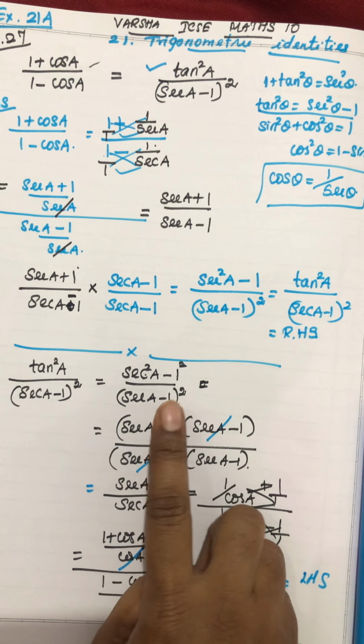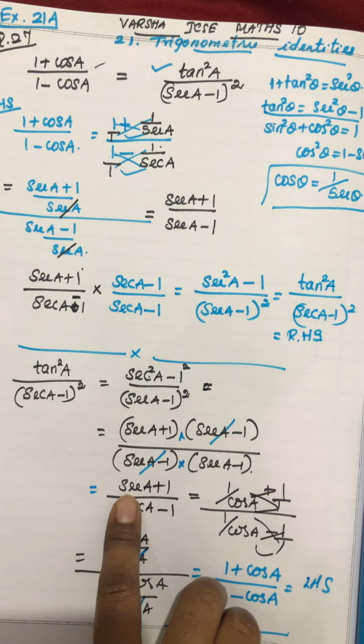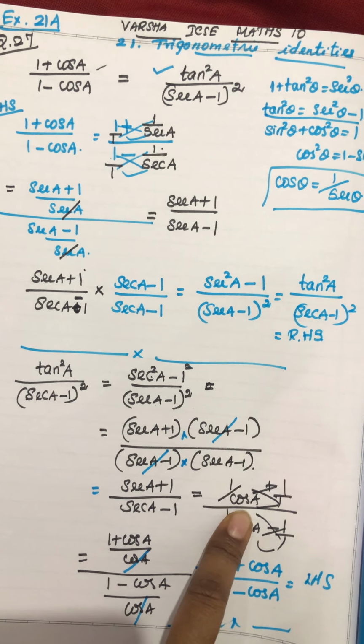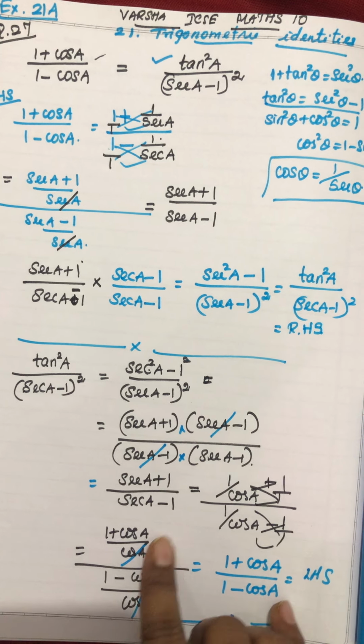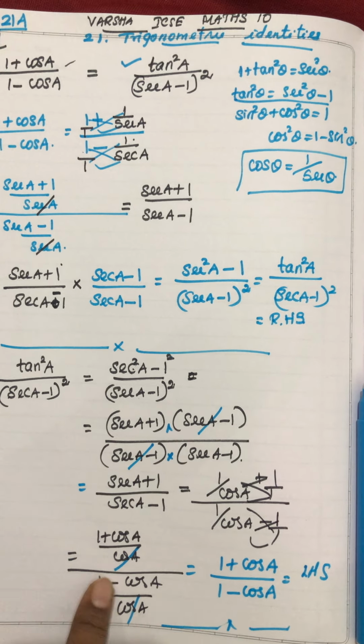So the denominator, that is whole square, so you can write it 2 times. So you can cancel 1, 1. So you get secant plus 1, secant minus 1. And secant can be written as 1 by cos A, so this is 1 by cos plus 1 and 1 by cos minus 1. If you take LCM, and cancel your denominator, we got our RHS.